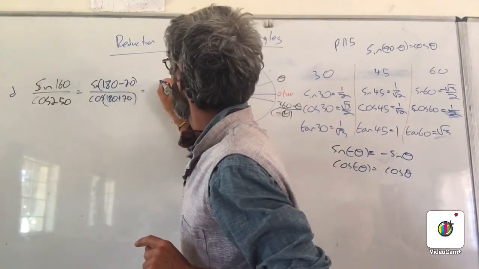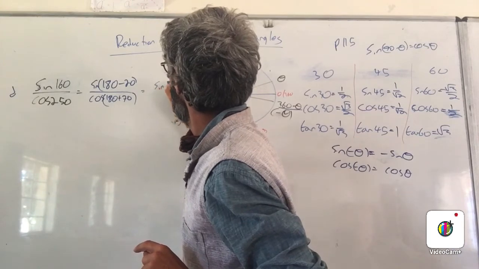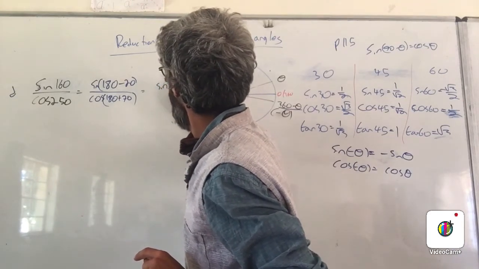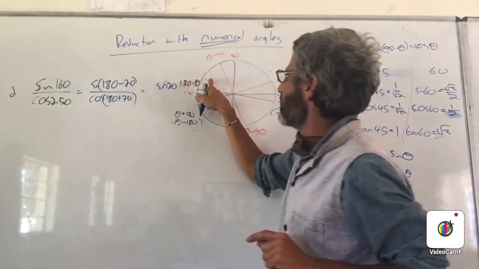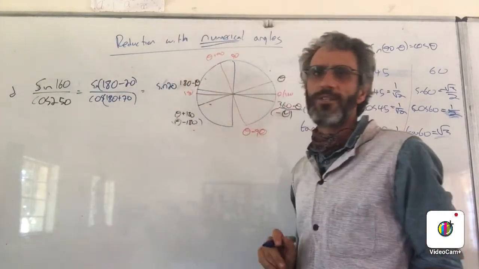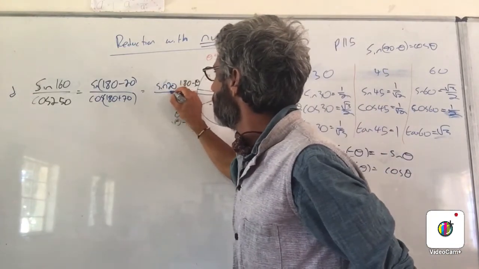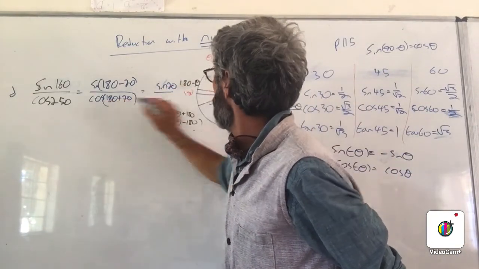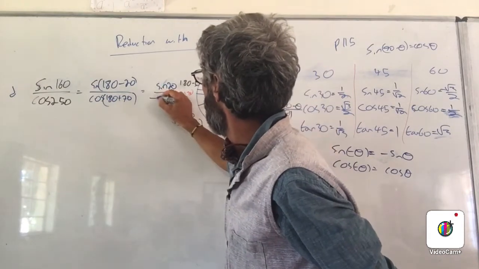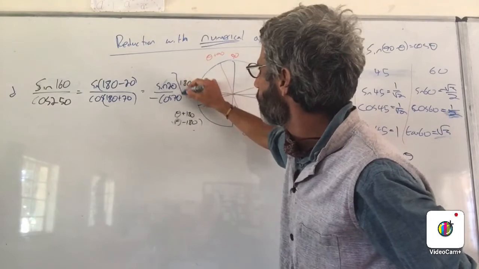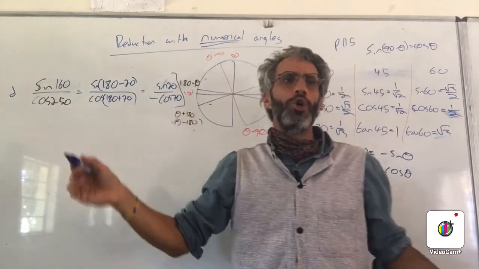Now I'm reducing it. So that's going to be sine 20, and in the second quadrant, sine is positive, so it's just sine 20 at the top. And at the bottom, cosine 180 plus is negative, so I'm going to put minus cosine 70. Are you happy with what I've done so far? Good, but there's a problem.